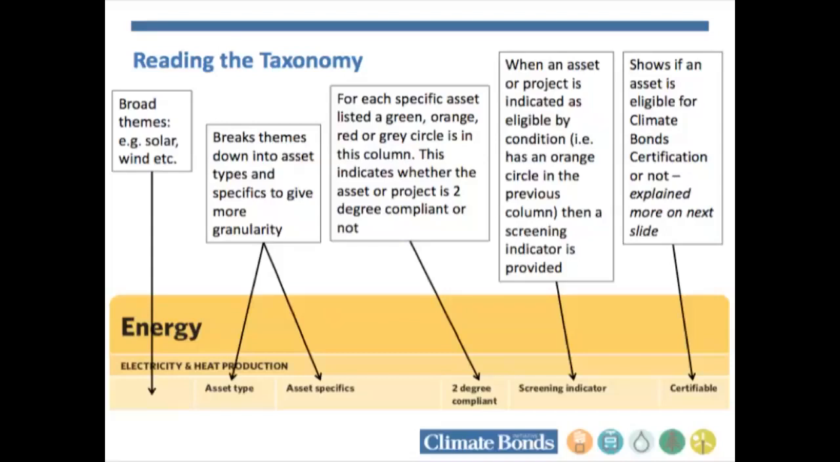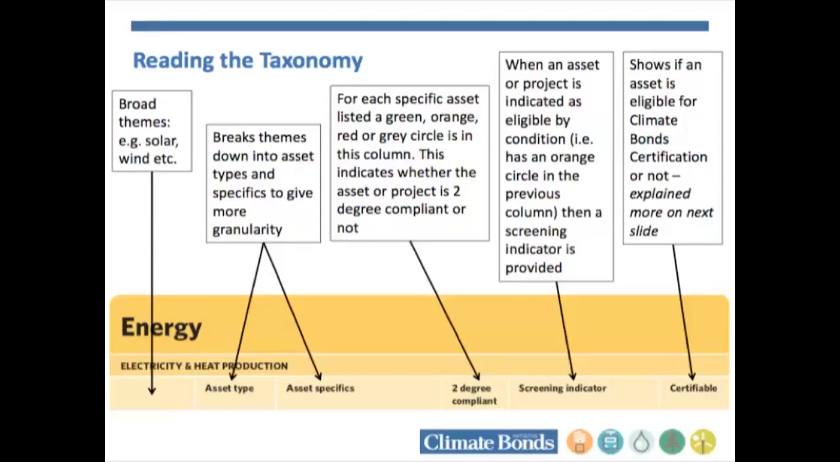And then we have two further columns, asset type and asset specifics, that break them down into even more granular detail. For example, under solar, the asset type will be the actual solar panels themselves, and then another row may be the manufacturing. So we tried to really recognise all the areas of that sector that would be eligible for green financing and might be proceeds you'll see coming into a bond. The next column is 2-degree compliant, and this is where the traffic light comes in.